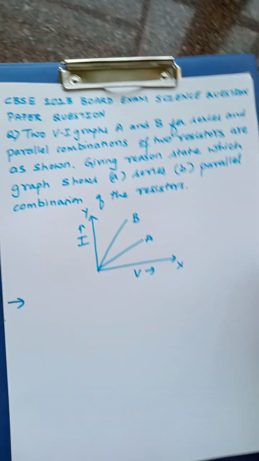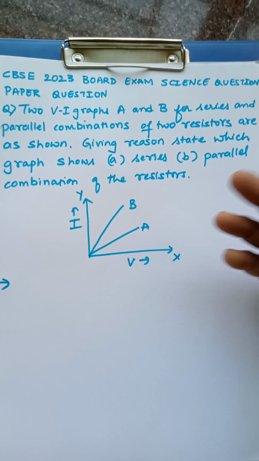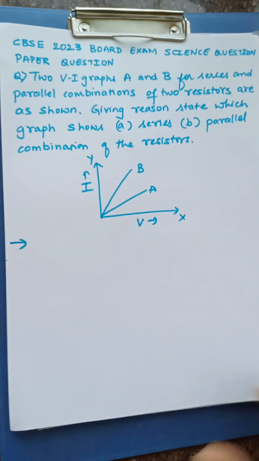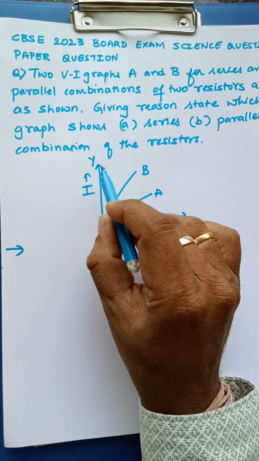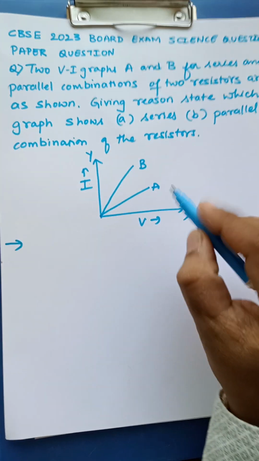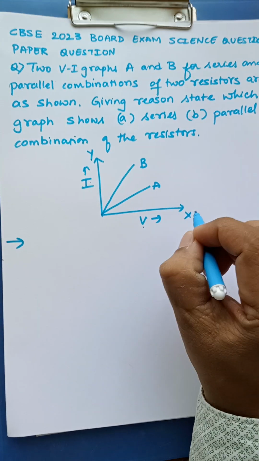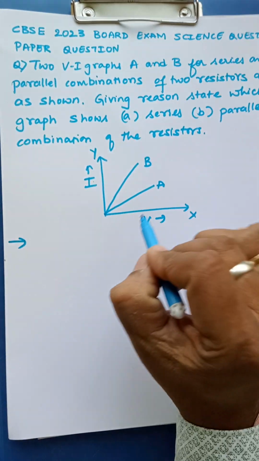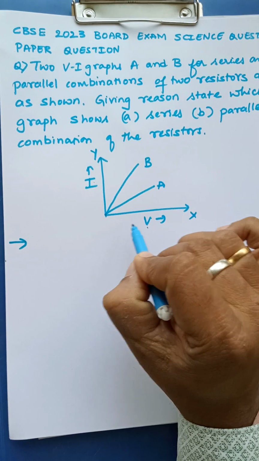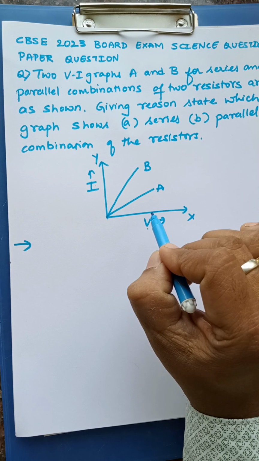So the graph given to us is an I-V graph. In fact, the graphs given to us are I-V graphs. How do we know the graphs given are I-V graphs? If I is represented on the y-axis and V is represented on the x-axis, then such a graph is called an I-V graph. The values of current should be represented on the y-axis. The values of potential difference should be represented on the x-axis. Such a graph is called an I-V graph.